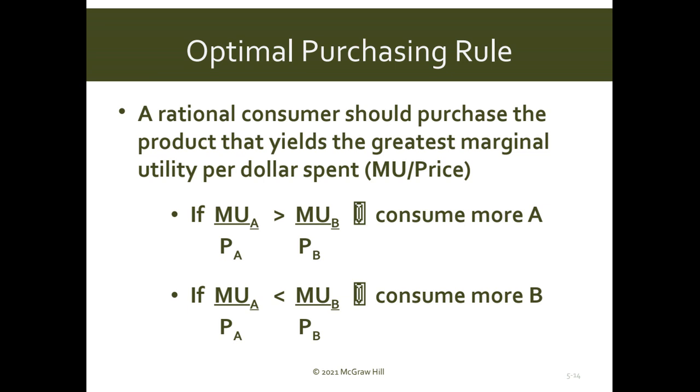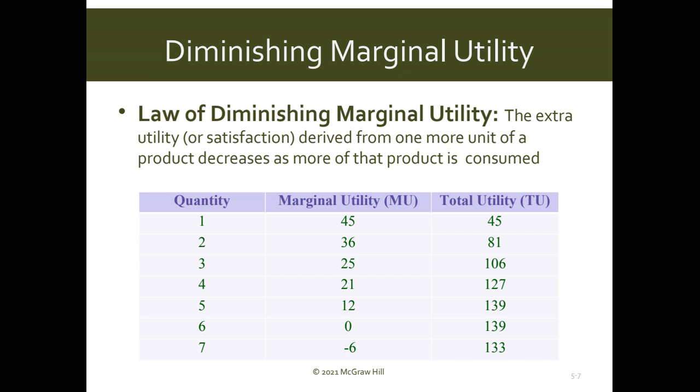So a rational consumer should purchase the product that yields the greatest marginal utility per dollar spent. This is the rule. Remember, we already talked about in the previous slides how to calculate marginal utility. Now I want to calculate the ratio, marginal utility divided by price, as well. Because remember, when we calculated marginal utility, I did not consider price level.